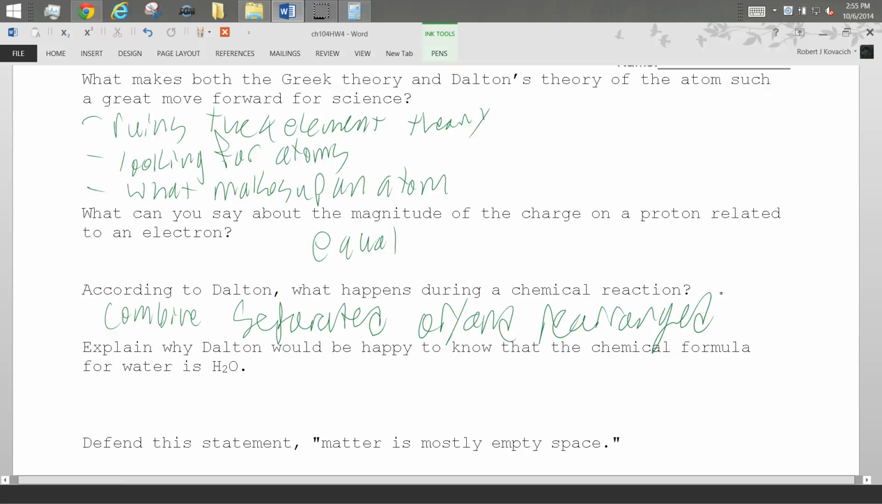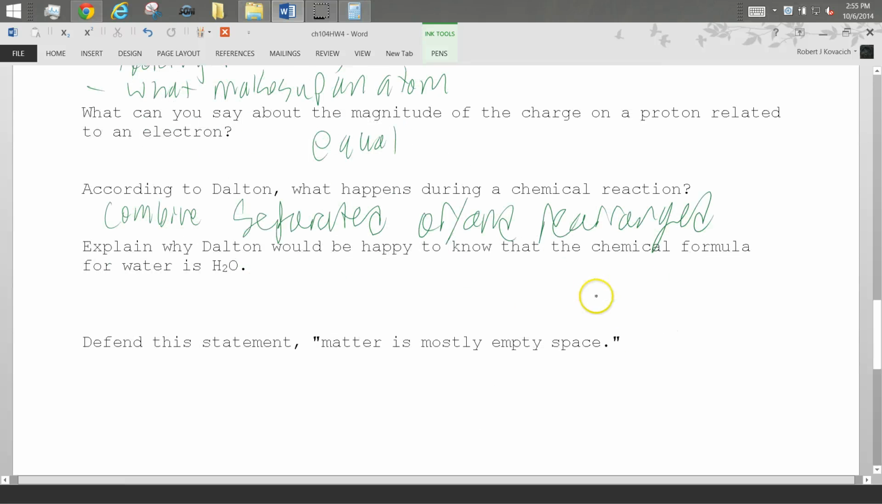Why is Dalton happy to know that water's formula is H2O? The ratio is the same. Okay, two reasons. One, it's always two H's and one O. What else? Confirms his theory of definite proportions. Okay, that's what this is. Yeah. Simple whole numbers.